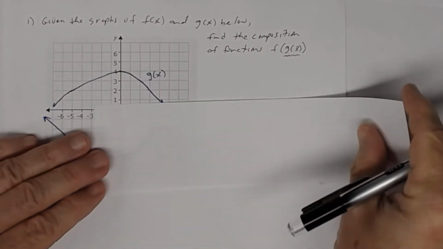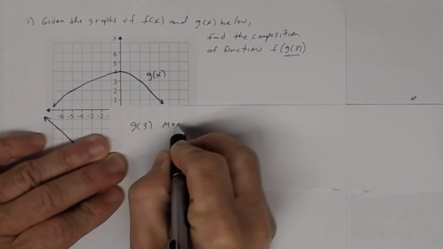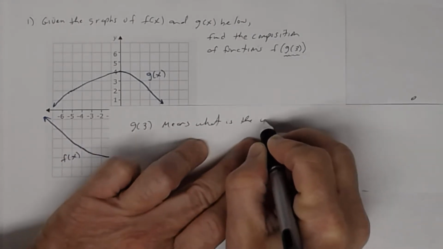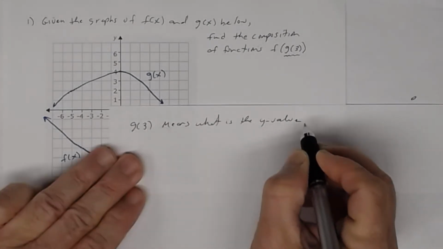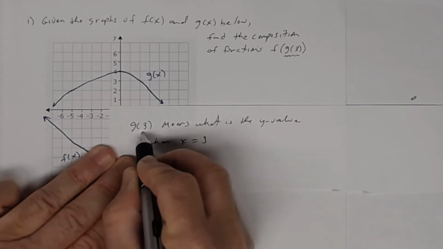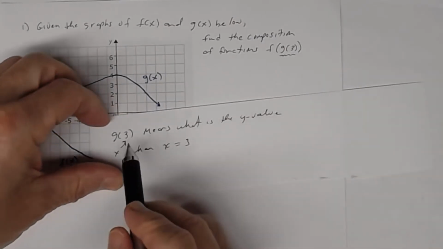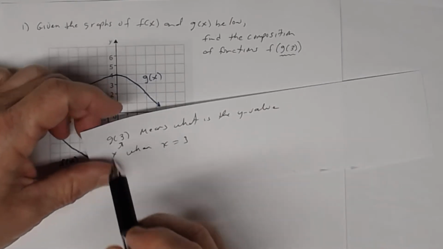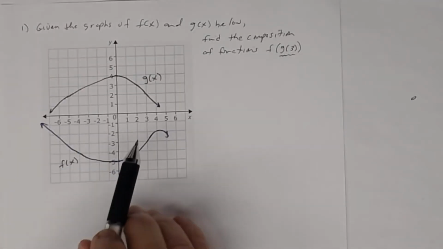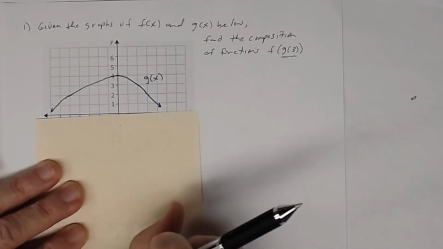So g of 3 means, what is the y value when x equals 3? Remember, this is your x right here. So when x is 3, and remember that you're looking at the graph of g now. Don't use f. You're looking at g first. If you need to, cover up the bottom part so you don't make that mistake.